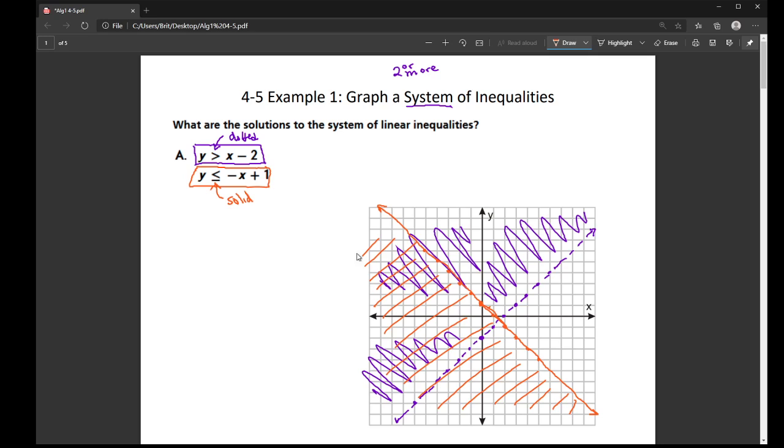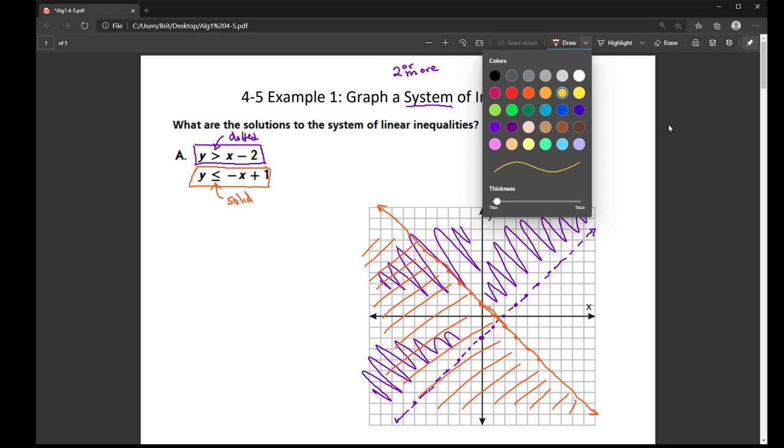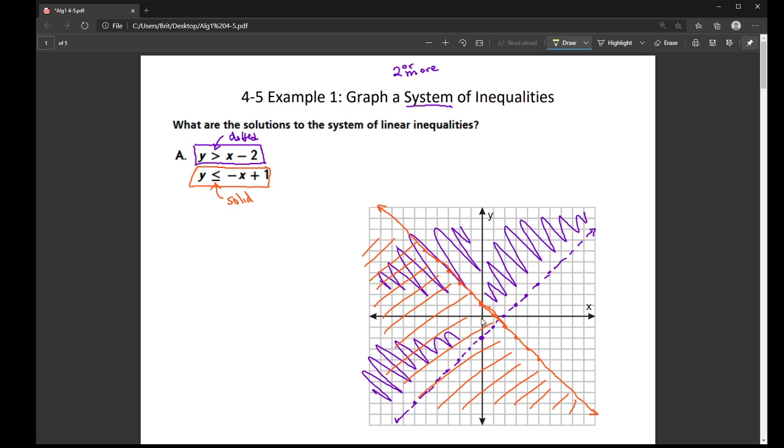Now, when we deal with a system of equations, the solution is where the lines intersect usually. But since we're dealing with inequalities, what we're looking for is where the two graphs overlap. So if you notice, I shaded all of this yellow area here with both the purple and the orange. So this section here is the solution.